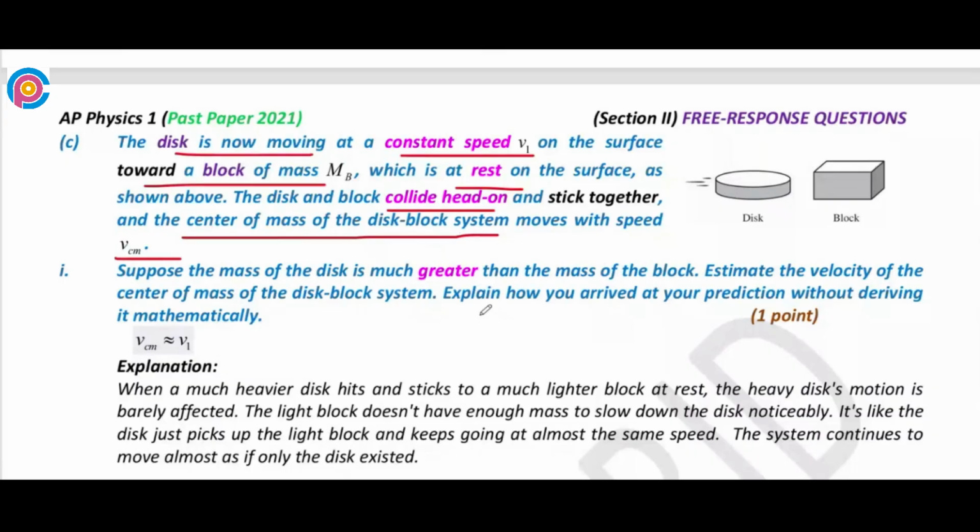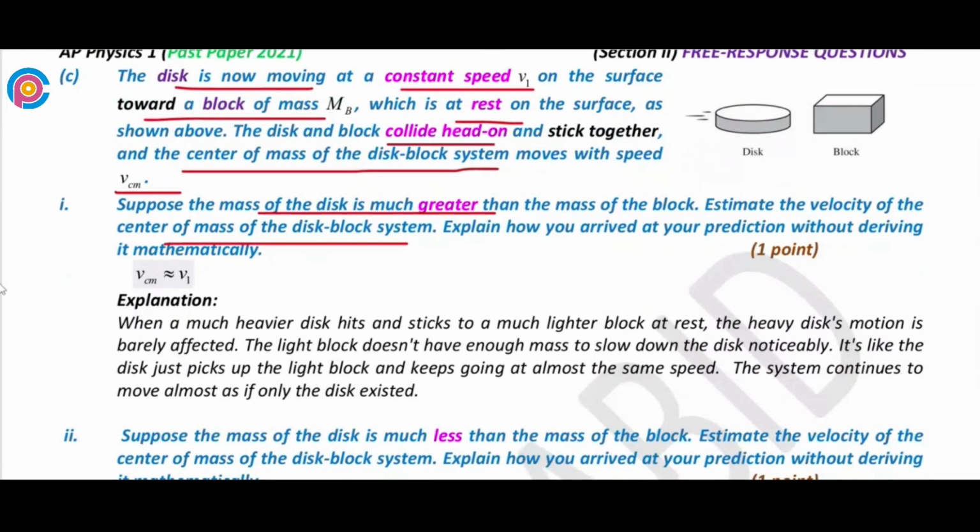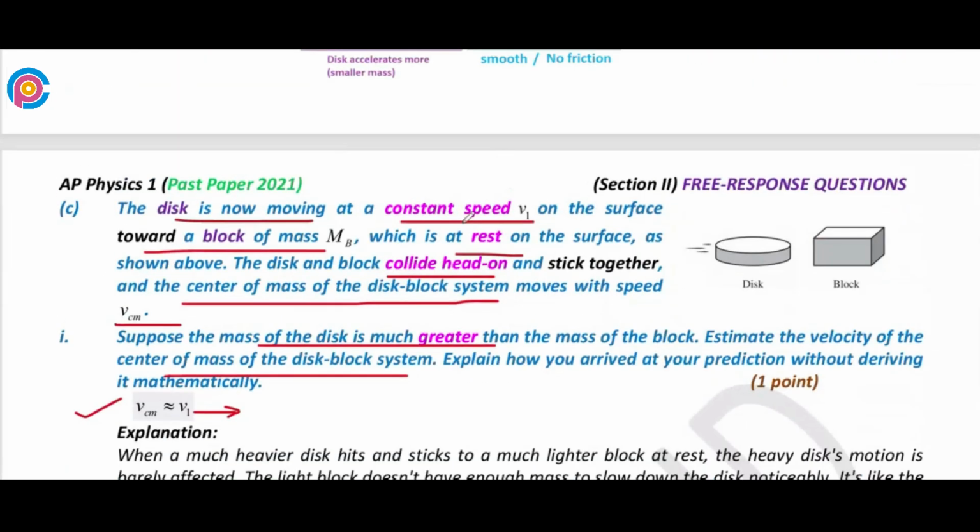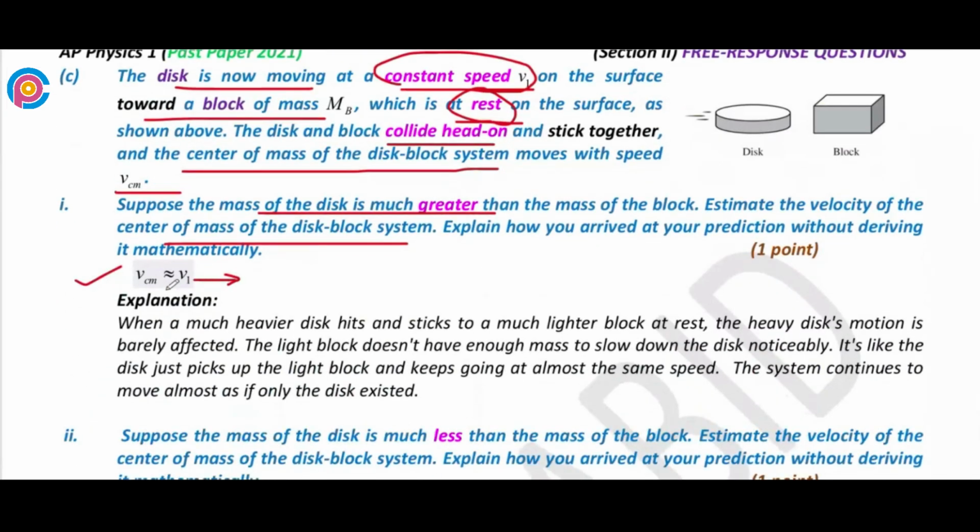Now the questions are about these two systems. Now the mass of the disk is much greater than the mass of the block. Estimate the velocity of the center of mass of the disk-block system. Explain how you arrive at your prediction without deriving it mathematically. So the answer is the center of mass will move almost with the velocity of the disk, because v1 is the velocity of the disk while the block is at rest. So I have written the center of mass has almost the same velocity as the disk.